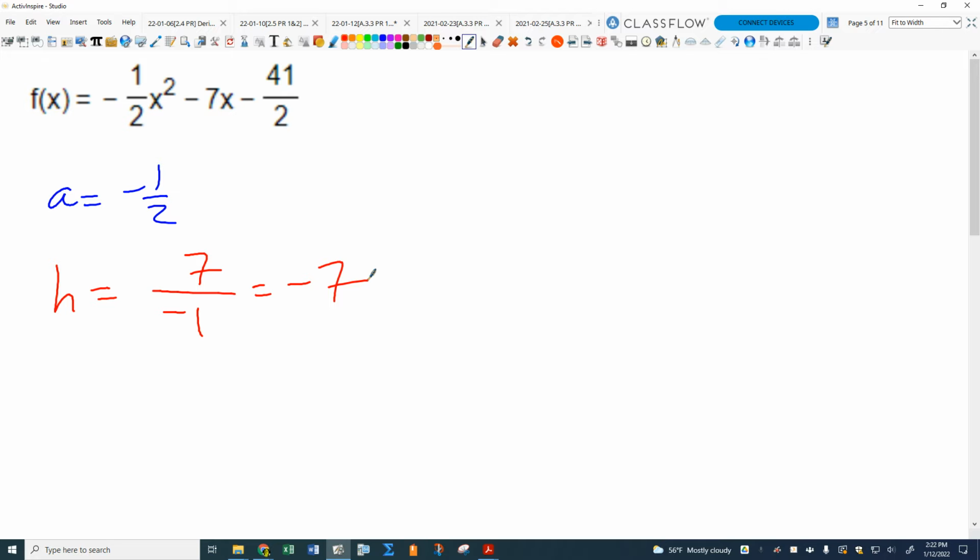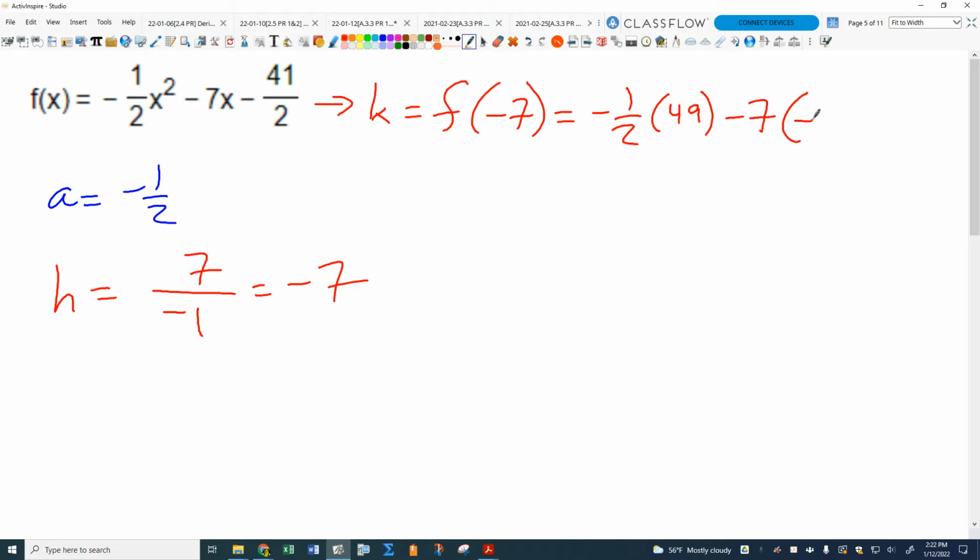Now K is going to be a pain. That's not going to be fun to do. We got to plug... oh my goodness, that's bad, huh? So then K equals F of -7. So that's going to give me -1/2 times 49, right? Minus 7 times -7 minus 41/2. All right, so that's giving us -49/2. We can be smart about this. -49/2 minus 41/2 is, okay, good.